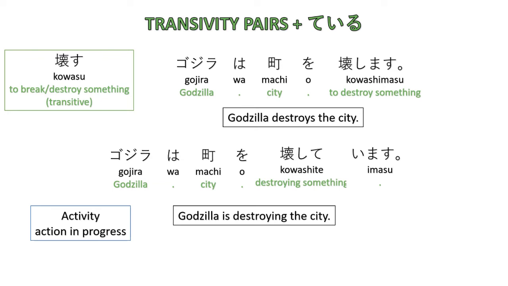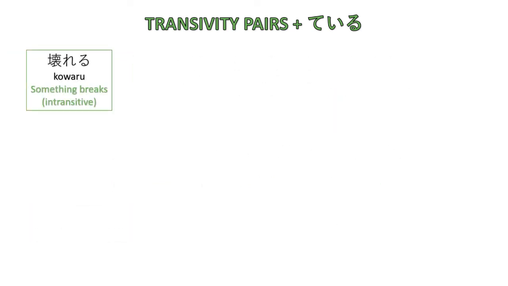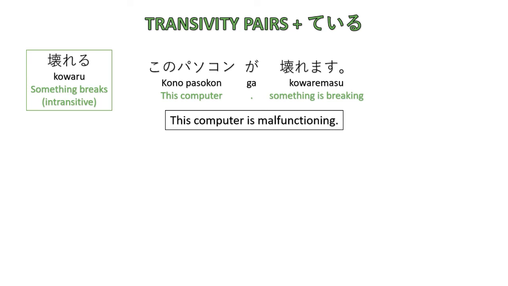So here the verb is in the present progressive form. Godzilla is currently destroying the city. Okay, so the intransitive verb is kawaru. Kawaru, something breaks. Kono pasokon ga kawaremasu.